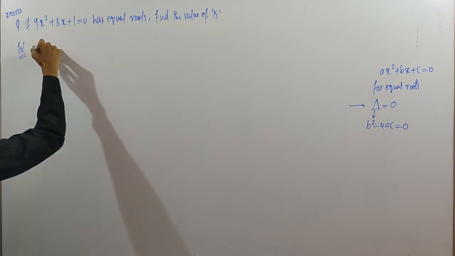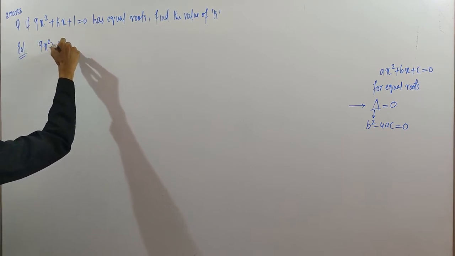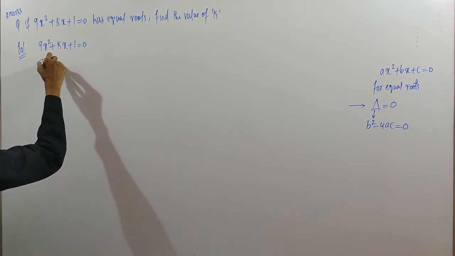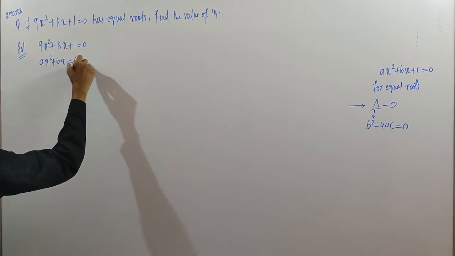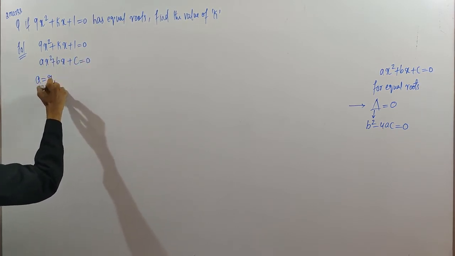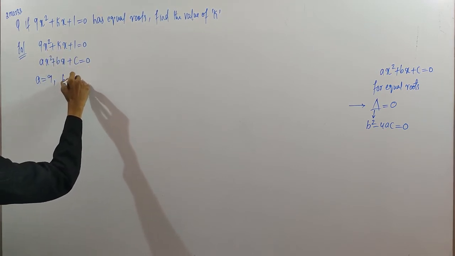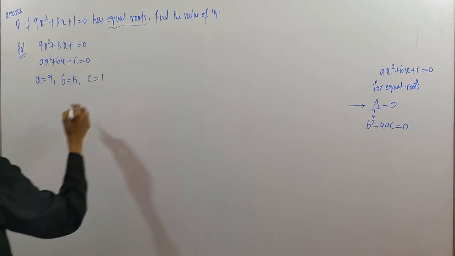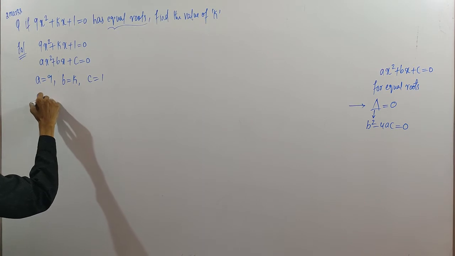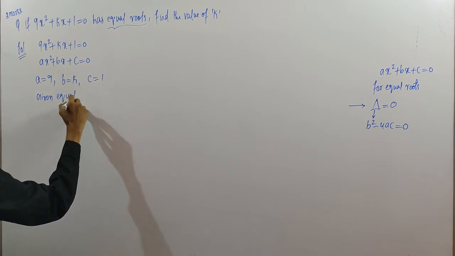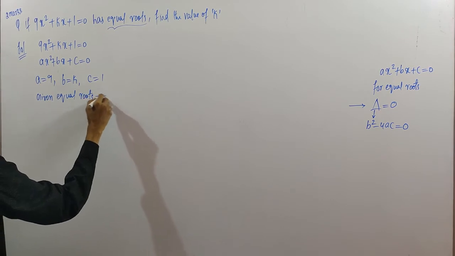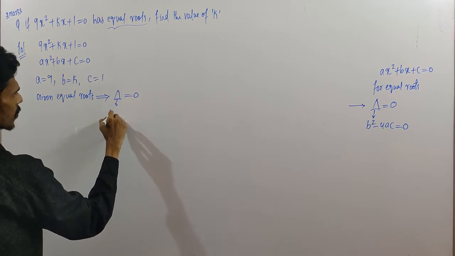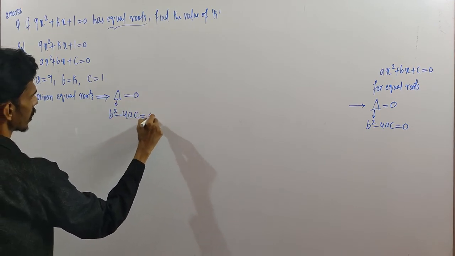Now equation is given 9x square plus kx plus 1 equal to 0. Compare this equation with standard equation ax square plus bx plus c is equal to 0. Here we have a value as 9, b value as k, and c value as 1. Since the equation has equal roots, that implies discriminant equal to 0.